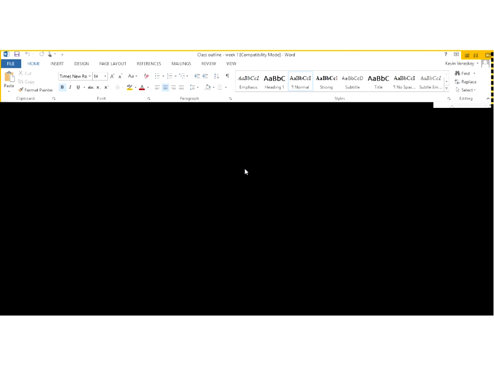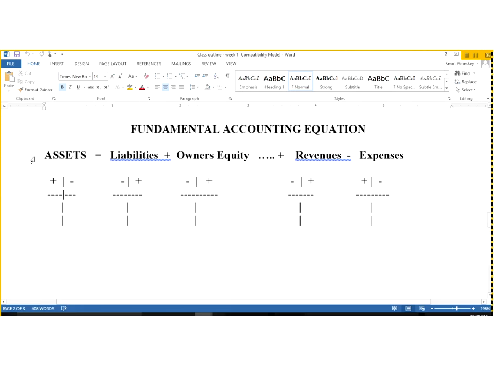Now we're going into the second week, and we're going to start off kind of where we left off on one of the parts of last week's lecture. I'm going to bring up my Word document, and if you recall last week, I told you you've got to know this accounting equation. Assets equals liabilities plus owner's equity, and then the offshoot of the owner's equity is plus revenue minus expenses.